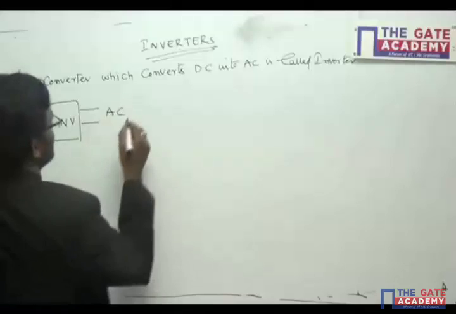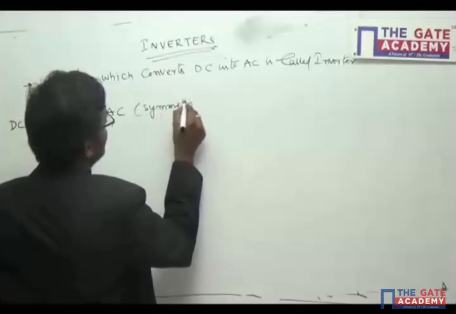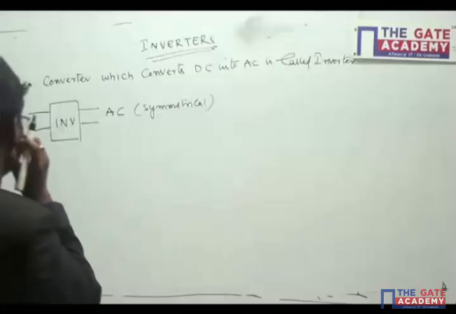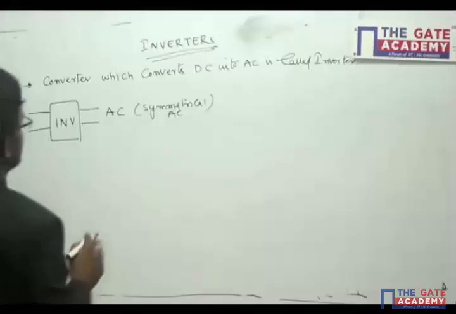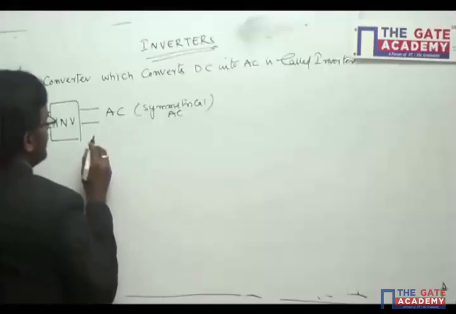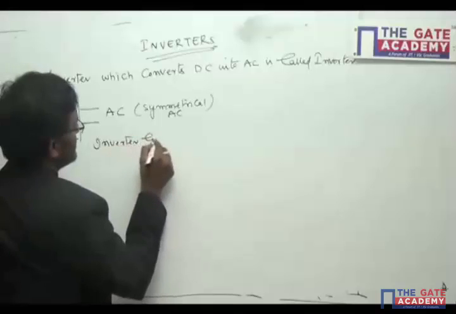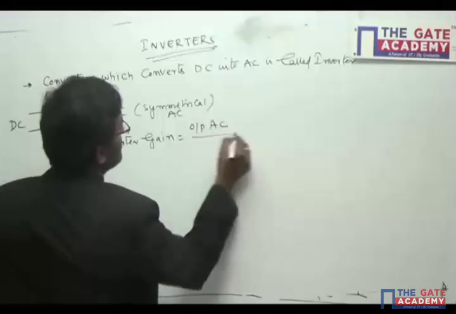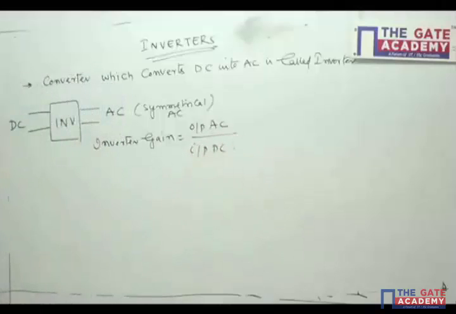AC means, I can say, symmetrical, right? Or symmetrical AC, whatever it is. So what about the inverter gain? Inverter gain is nothing but output AC by input DC. That is the gain of the inverter. Okay.